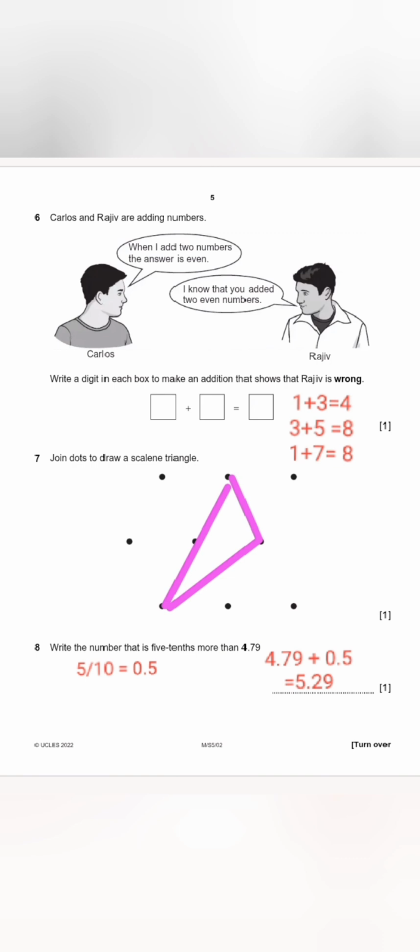The next question says write the number that is 5/10 more than 4.79. 5/10 means 5 over 10. And when it says more, it implies addition. So 4.79 plus 0.5, you're going to have 5.29. 5/10 means 5 over 10. 5/100 means 5 over 100. So note the difference.